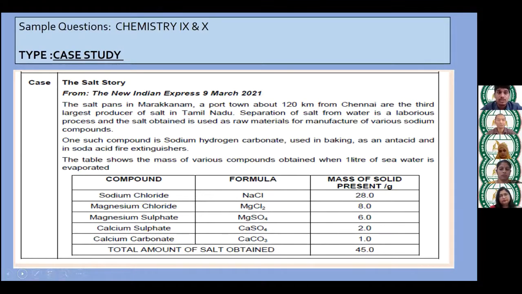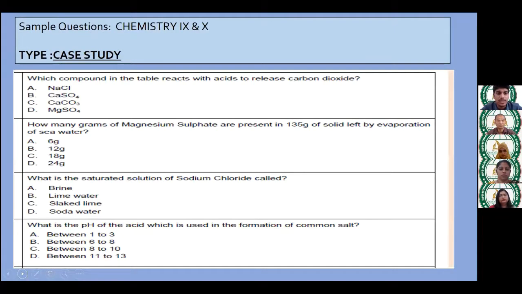Can we look at some questions asked on this? This is a salt story case study. Can we see the questions? Change the slide. If you see, there are 4 MCQs asked based on the previous case study. So you have to go through the case study first. I recommend all the students to first read the paragraph properly and then go to the questions, and not jump to the questions directly.